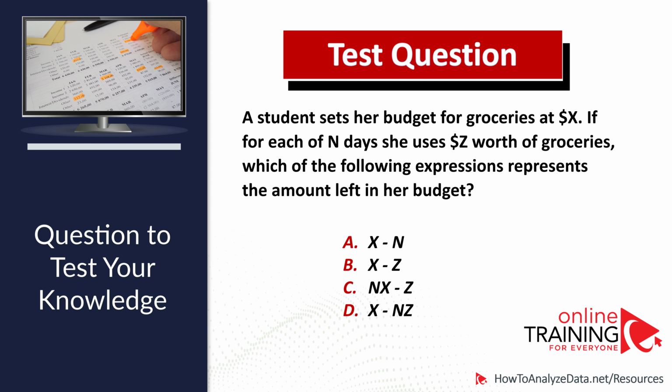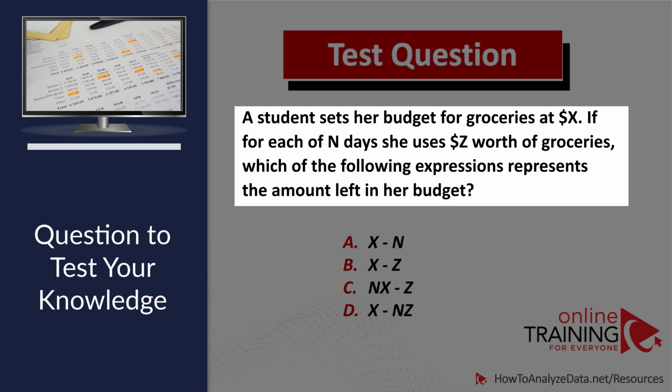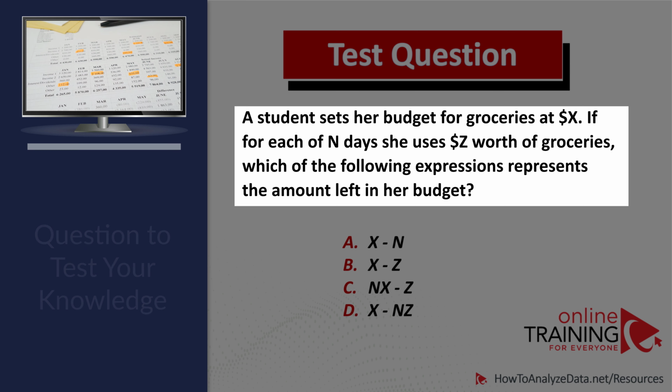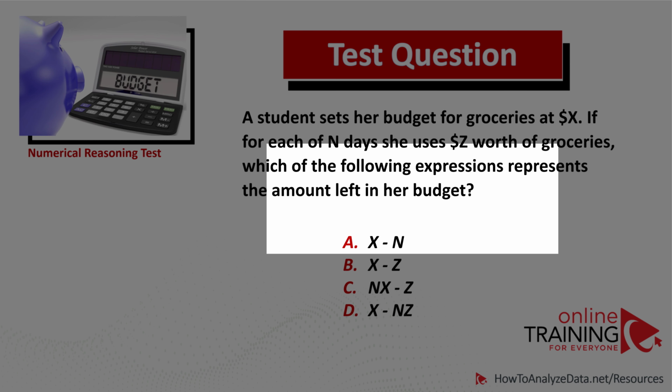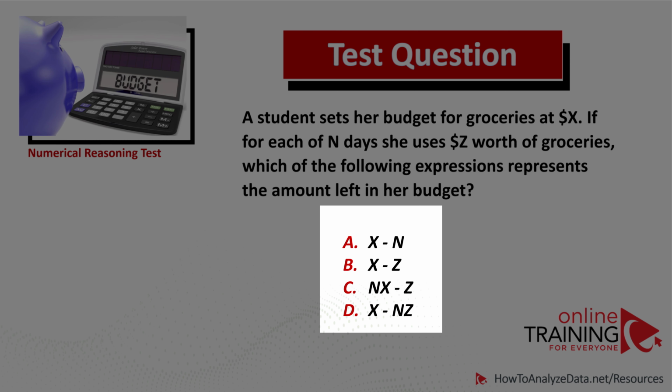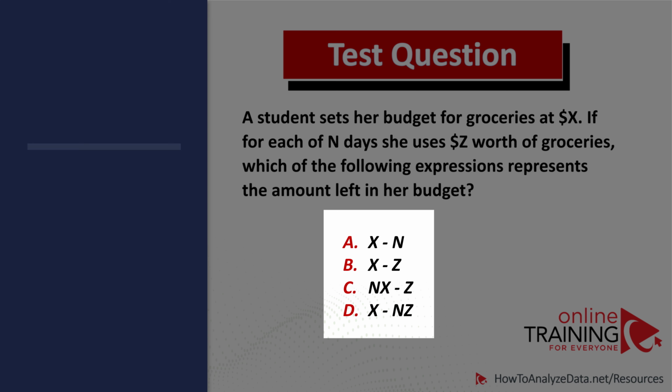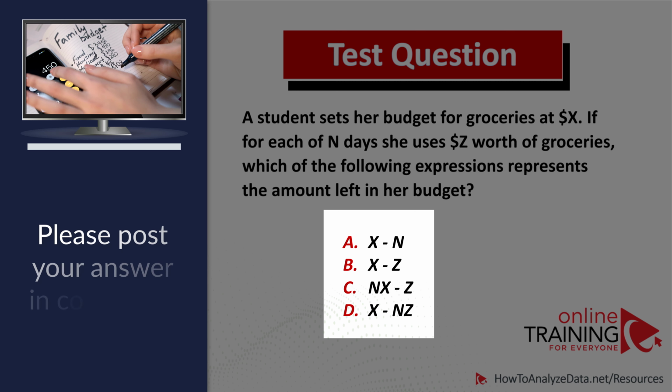A student sets her budget for groceries at X dollars. If for each of the n days she uses Z worth of groceries, which of the following expressions represents the amount left in the budget? Choice A, X minus N. Choice B, X minus Z. Choice C, NX minus Z. And choice D, X minus NZ.